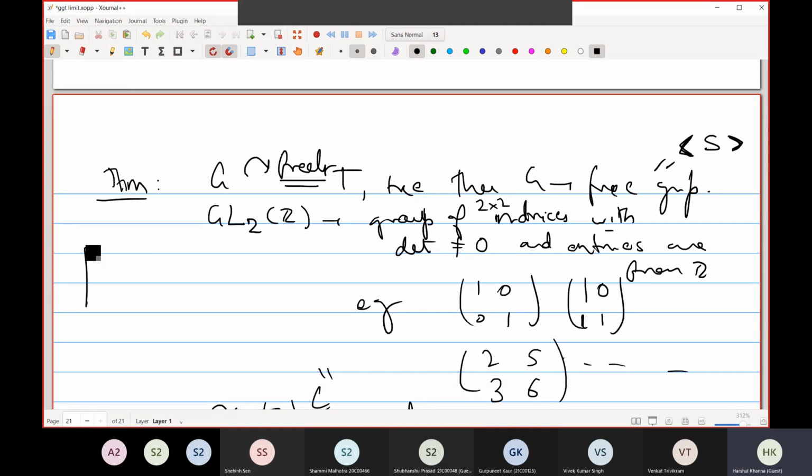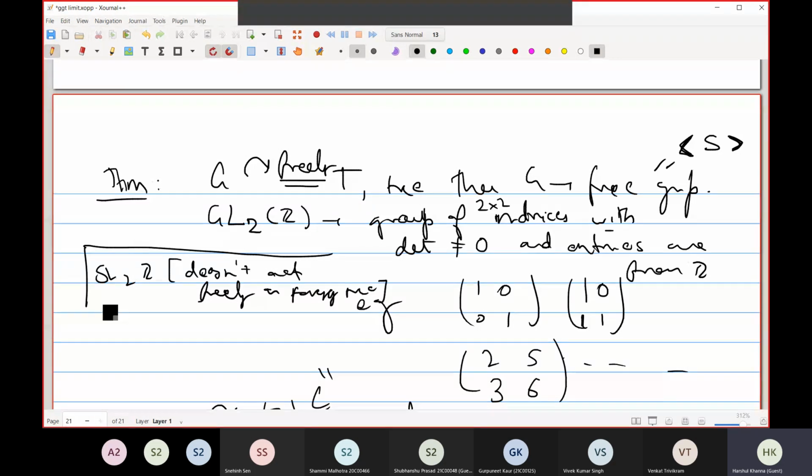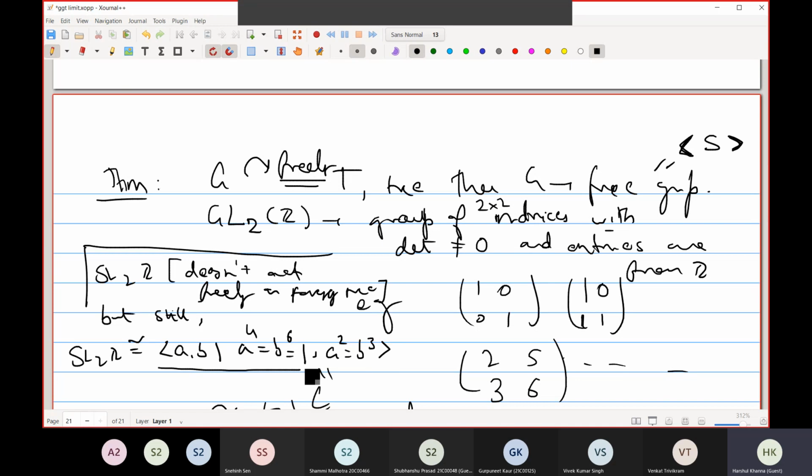SL2Z does not act freely on your Farey tree. We will prove this, but it still satisfies some condition, which we will mention tomorrow. Using that condition, you can give the presentation of SL2Z: generators a, b, with a to the power 4 equal to b to the power 6 equal to identity, and a squared equal to b cubed. SL2Z is isomorphic to this presentation. You can prove this by looking at that same action. It will not be a free action, but it will still give you some information.